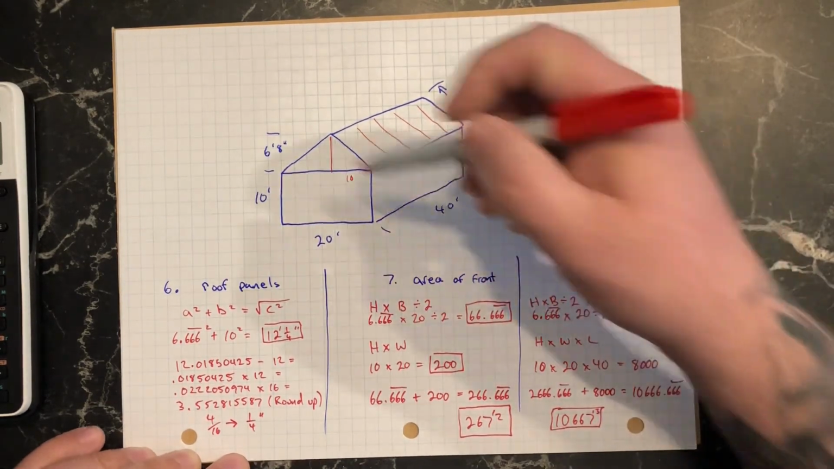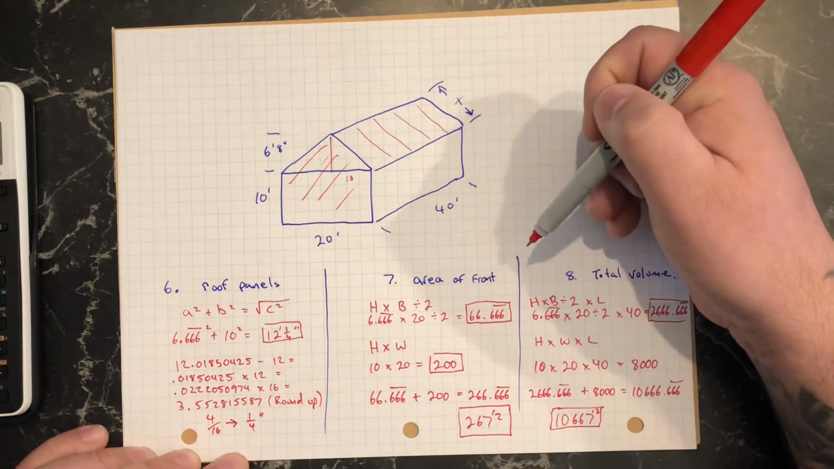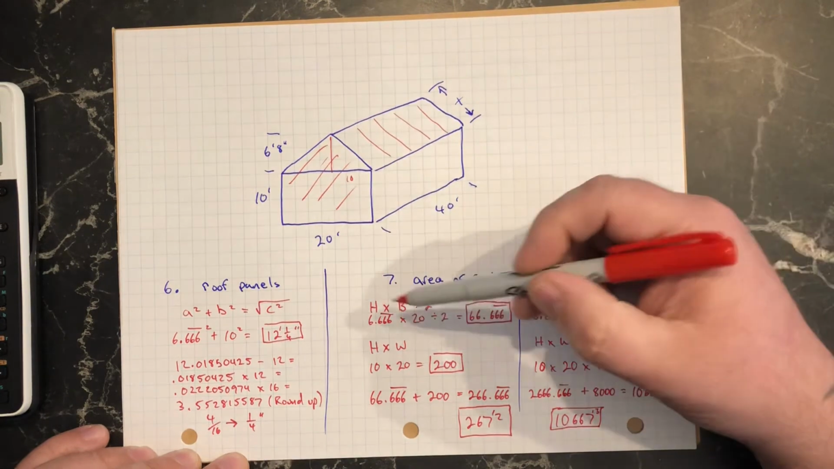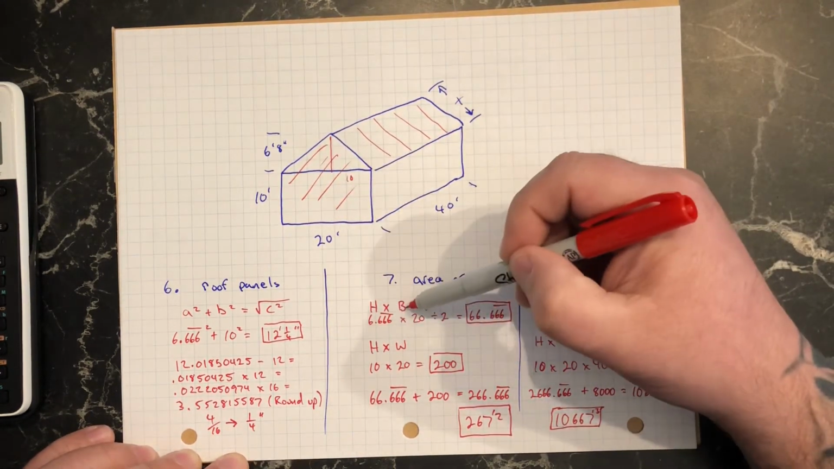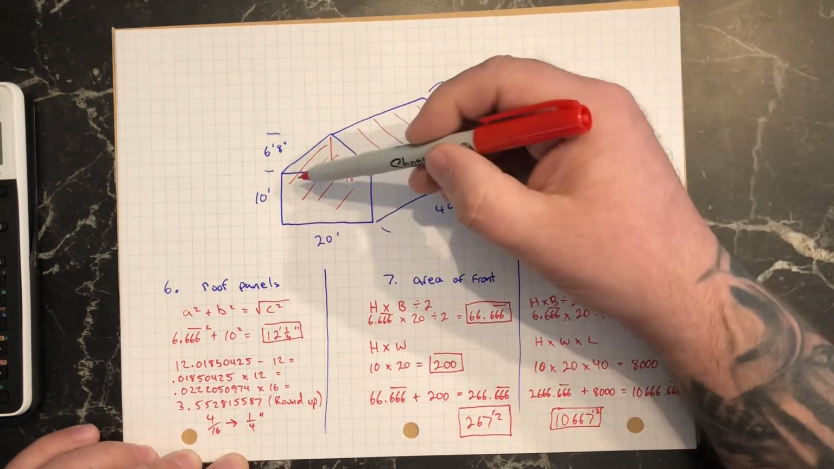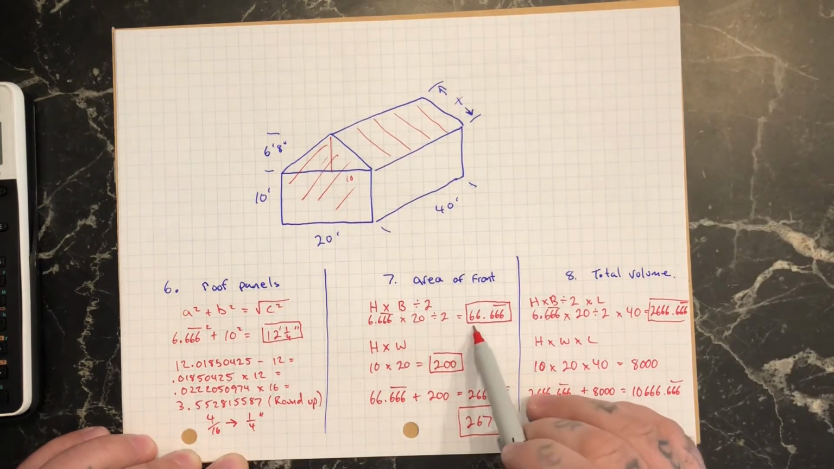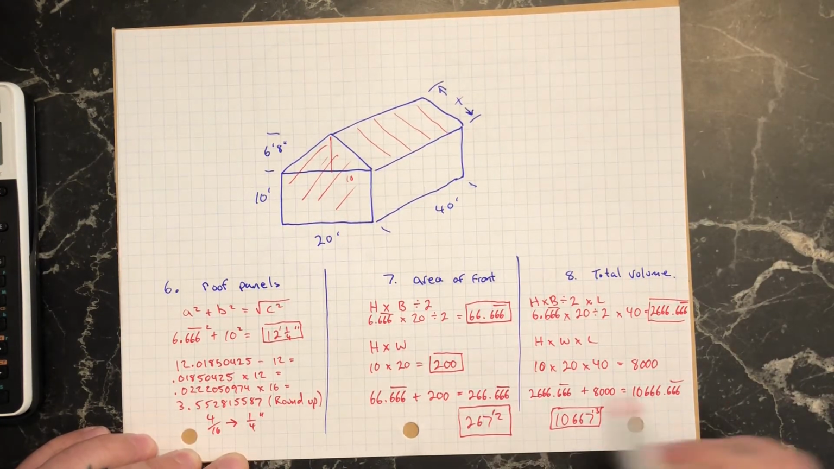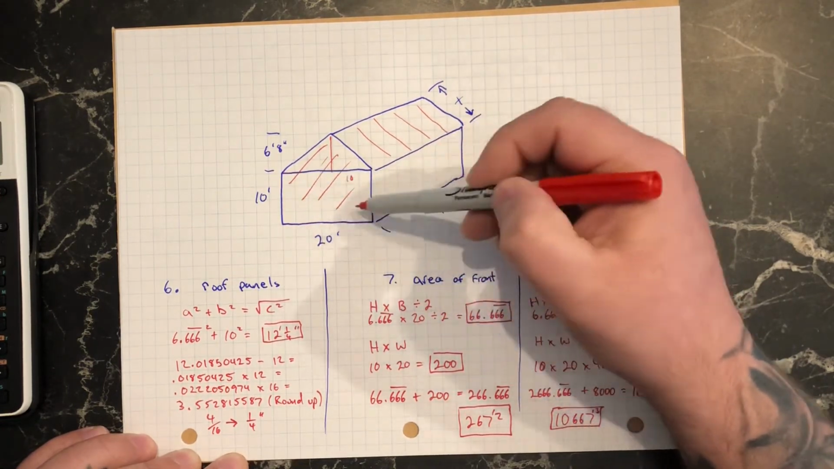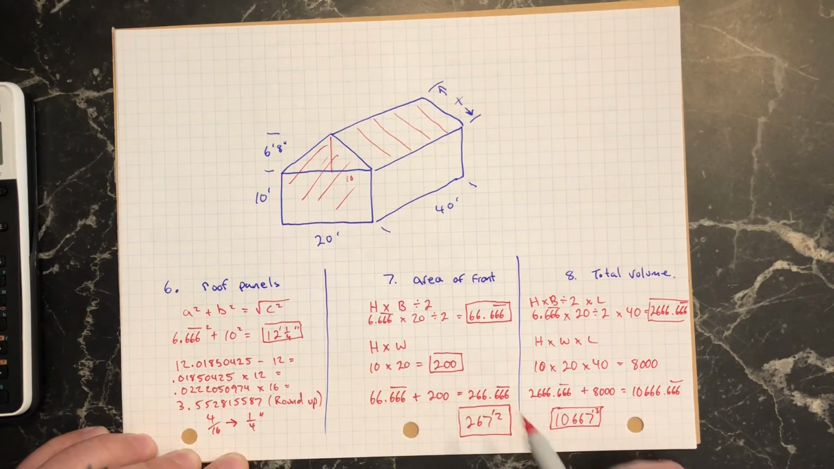The area of the front, so they're just looking for the area of this whole section here. I'm going to start with the triangle section of the attic. So that's going to be height times base divided by 2. So I can go 6.666 continuing times 20 divided by 2, and that gives me 66.666 continuing. And then I'm going to do the length times width, or height times width, on the bottom part here. Height times width, 10 times 20 is 200.